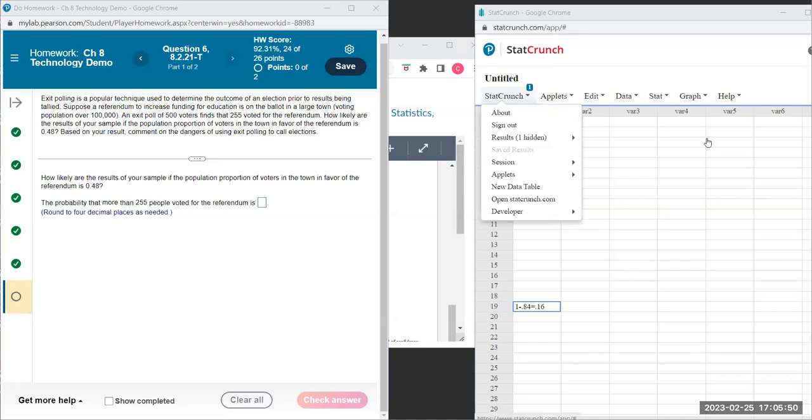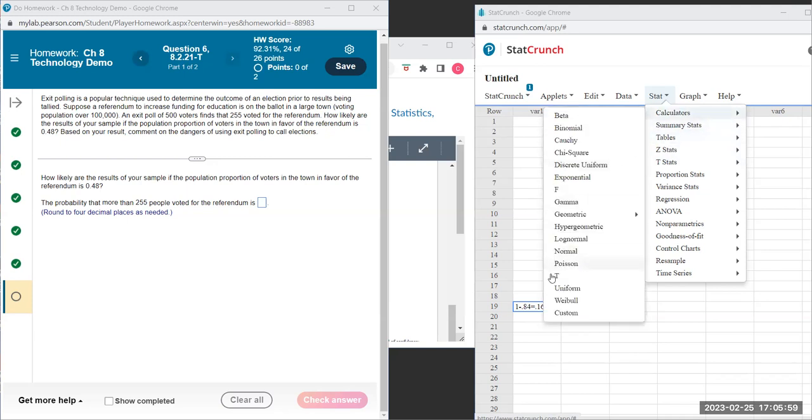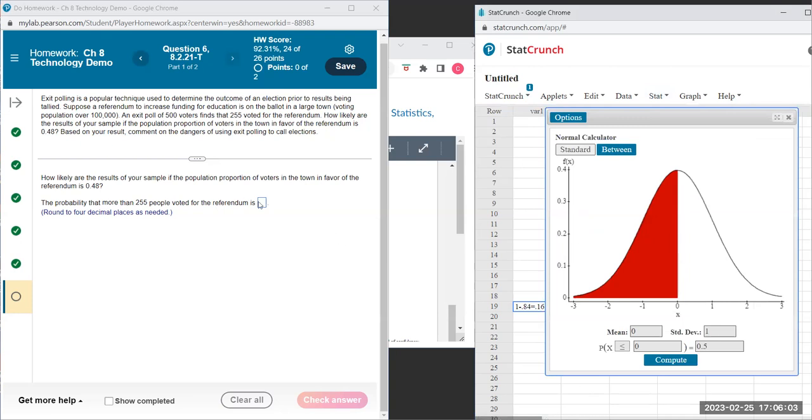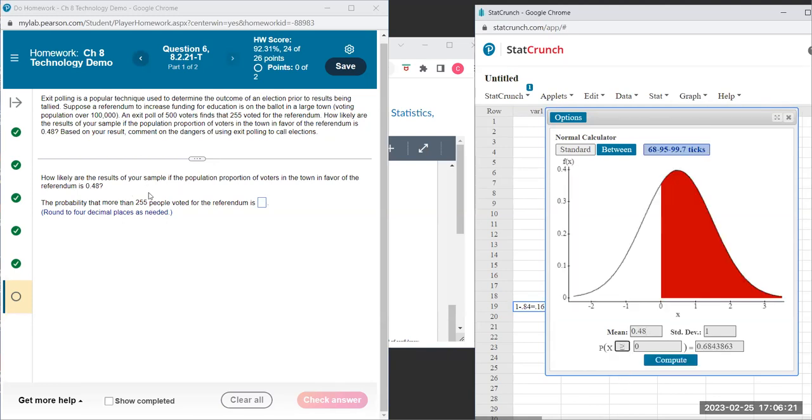So let's go ahead and open StatCrunch, if you don't have it. Stat, Calculators, Normal. So my population proportion in favor is 0.48, so I'll put it here. And what's the likelihood that more than 255, so greater than 255, is the actual count.